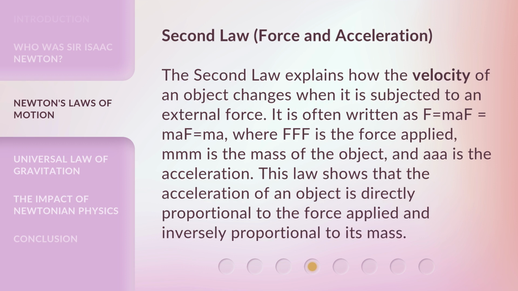Second law, force and acceleration. The second law explains how the velocity of an object changes when it is subjected to an external force. It is often written as F equals ma, where F is the force applied, m is the mass of the object, and a is the acceleration. This law shows that the acceleration of an object is directly proportional to the force applied and inversely proportional to its mass.